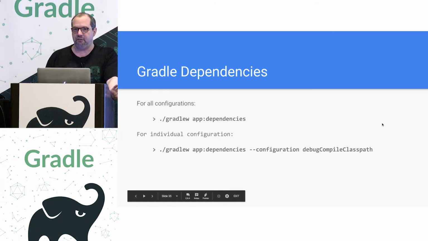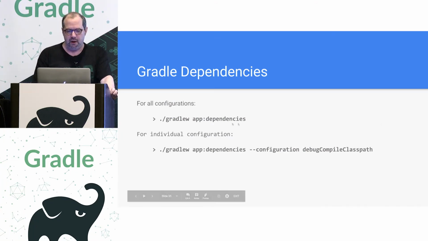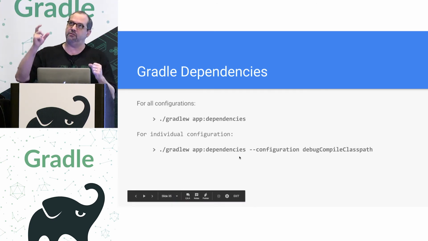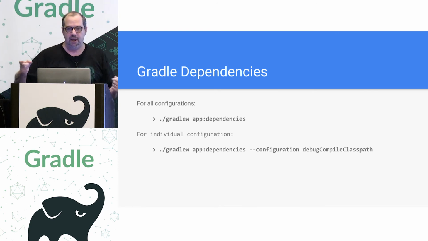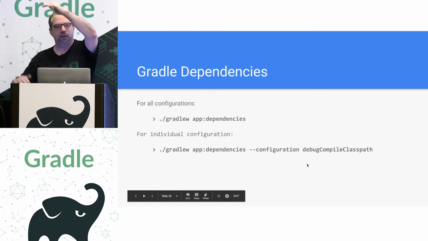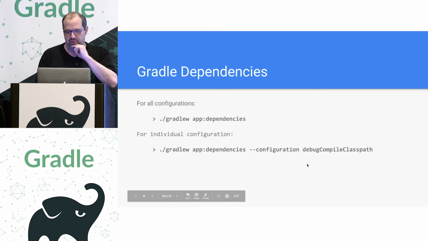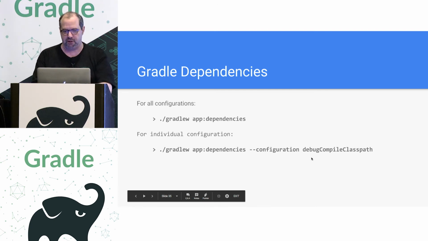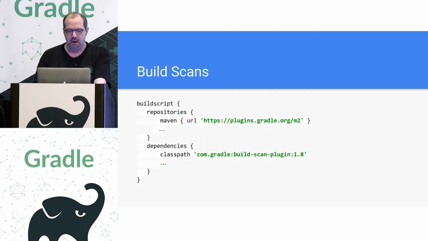Now, the Gradle dependencies, of course, are tasks. That's a task that comes with Gradle. It has nothing to do with Android. It just comes with Gradle in general. And you could run this, and you get your nice long list of all the different possible dependencies on there, and the debug compile class. You could filter it to a particular configuration if you like.